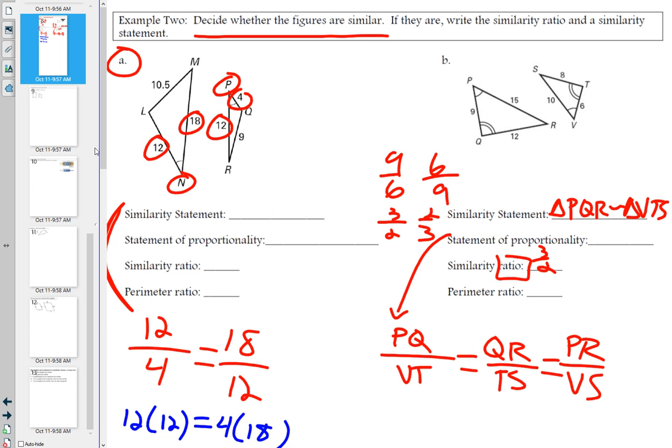Let's look at the rest of them just for argument's sake. QR and TS. QR is 12. TS is 8. Guess what happens when you divide 12 by 8? Yeah, you get 1.5 or 3 over 2. If you flip them around and do 8 over 12, you would get 2 over 3. The last two, PR and VS, that would be 15 and 10. Guess what you get when you divide 15 by 10? Yeah, 1.5 or 3 over 2. So the similarity ratio is the same as the perimeter ratio. If you were to add up all the sides and divide them, you get the same thing.